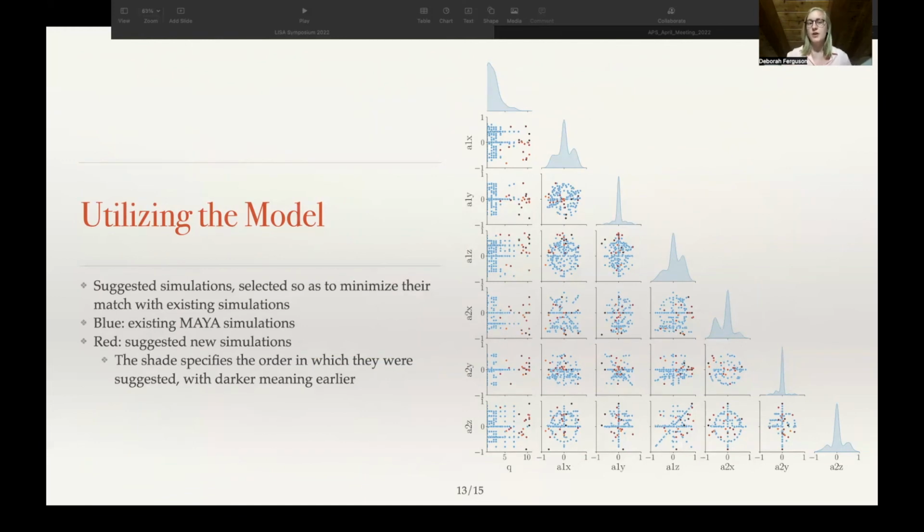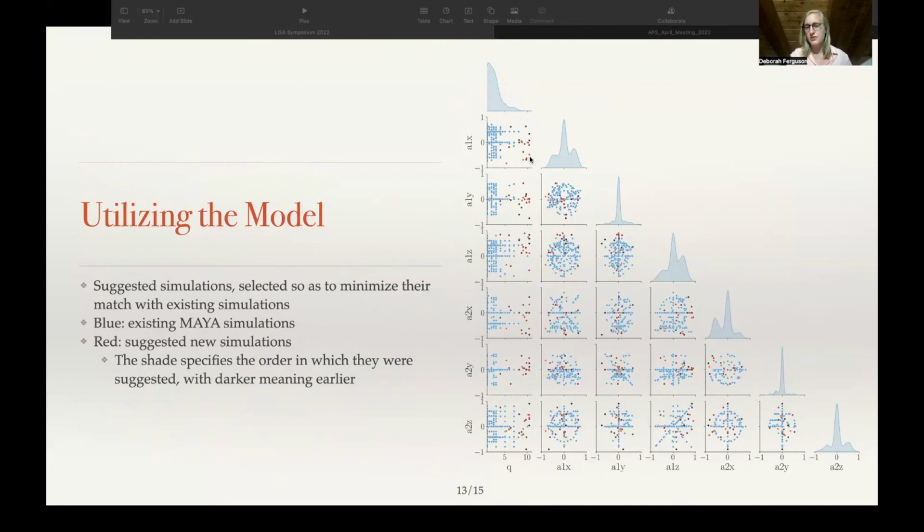So then the next step, now that we have this model, it works decently well and we can utilize it. So for utilizing the model, what we show here is suggested simulations selected so as to minimize their match with the existing Maya catalog. So in blue here, we see the parameter space coverage of the existing Maya simulations. And then in red is the suggested new simulations, where the shade denotes the order in which they were suggested, with darker meaning earlier.